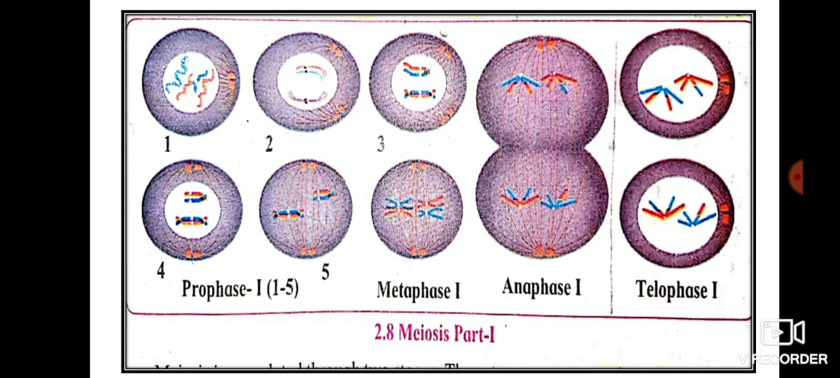Now to understand meiosis, as I said earlier, it takes place in two parts, meiosis 1 and meiosis 2. Let us watch another video which explains meiosis 1 and meiosis 2.